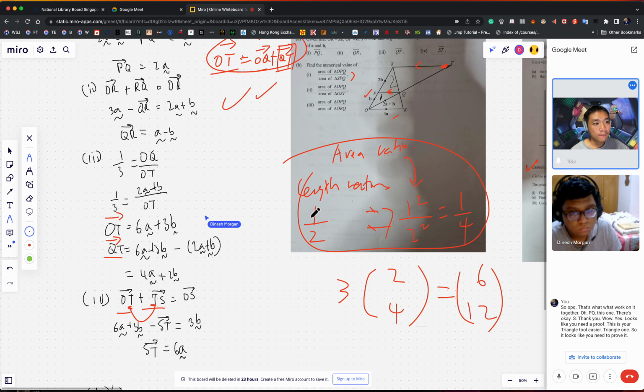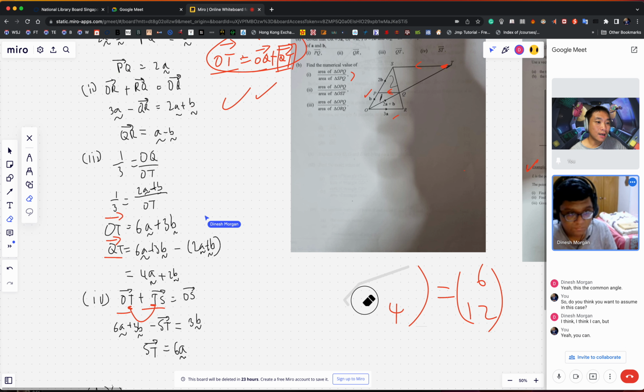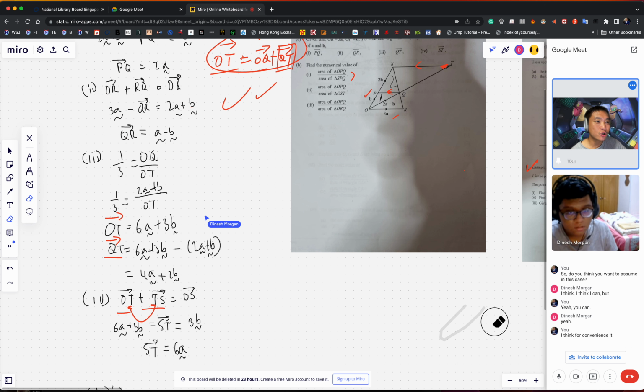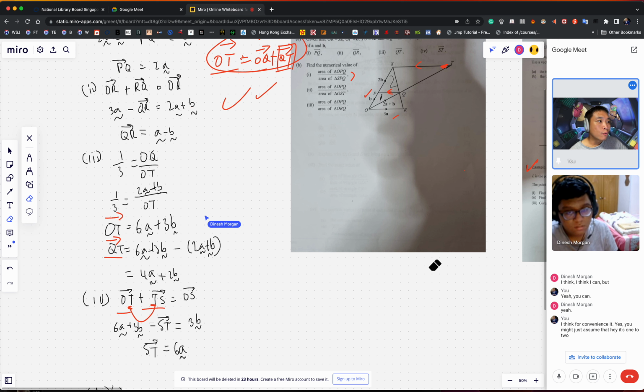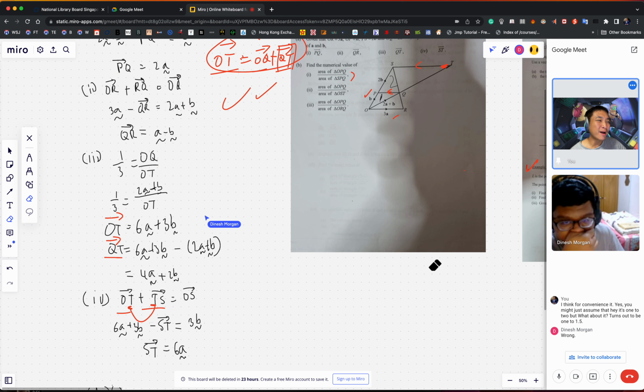Yeah, there's the common angle. So do you want to assume in this case? I think I can. Yeah, you can. I think for convenience sake, yes, you might just assume that it's 1 to 2, but what about if it turns out to be 1 to 1.5? Or it might not be similar.